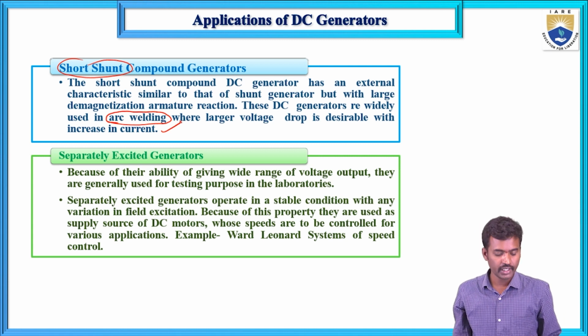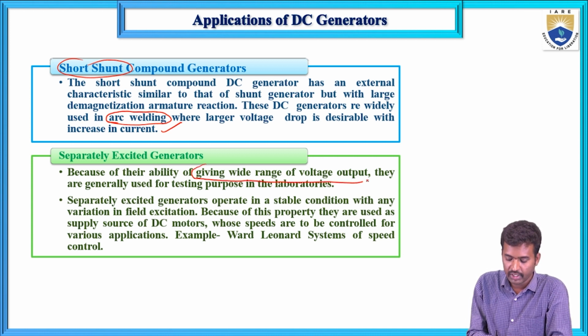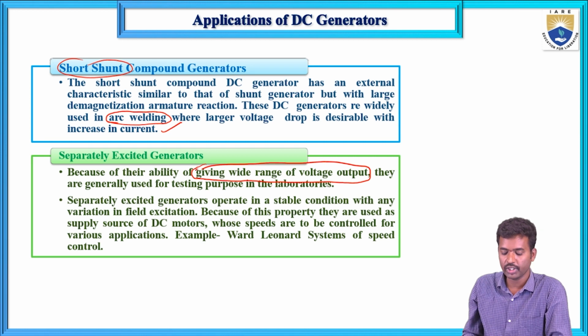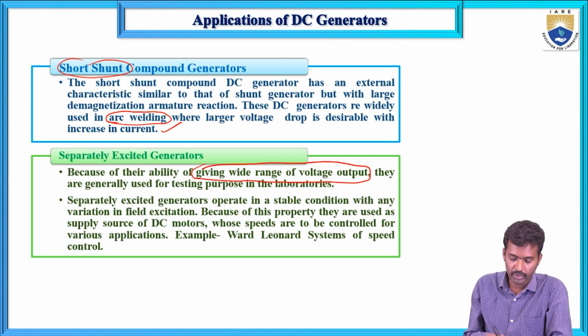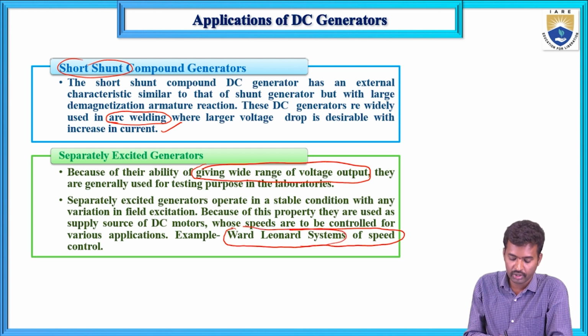And next, the separately excited DC generator. It is used for generating a wide range of output voltage, and is generally used for testing purposes in the laboratory. The best application is speed control, among different speed controlling techniques. One technique is the Ward Leonard system, a type of speed control technique.